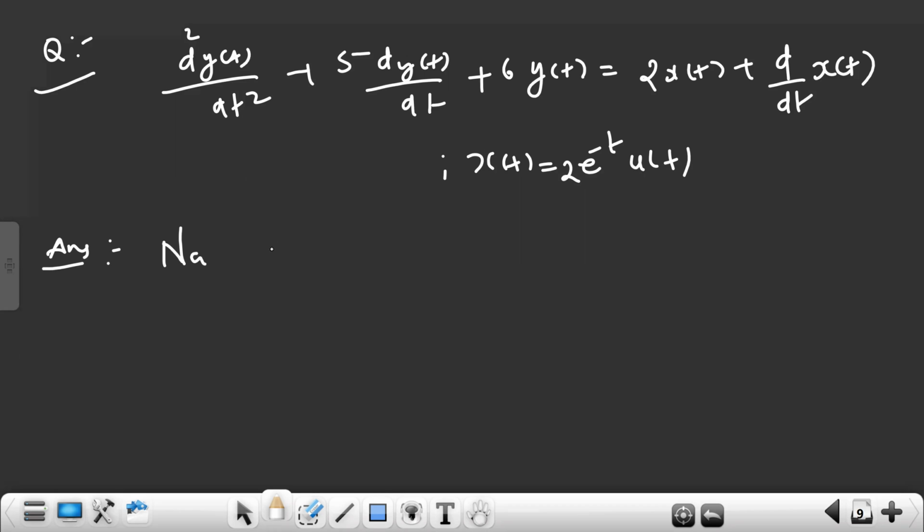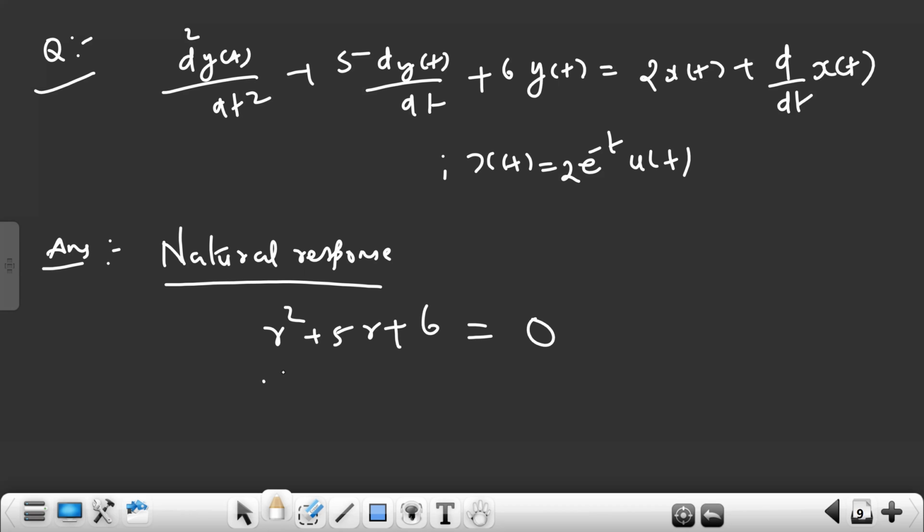While finding the natural response, we need to write the characteristic equation after taking your input terms as 0. So in the RHS, you are having two terms, 2x of t and d by dt x of t. Those two terms will become 0. So you are having r square plus 5r plus 6 is equal to 0.